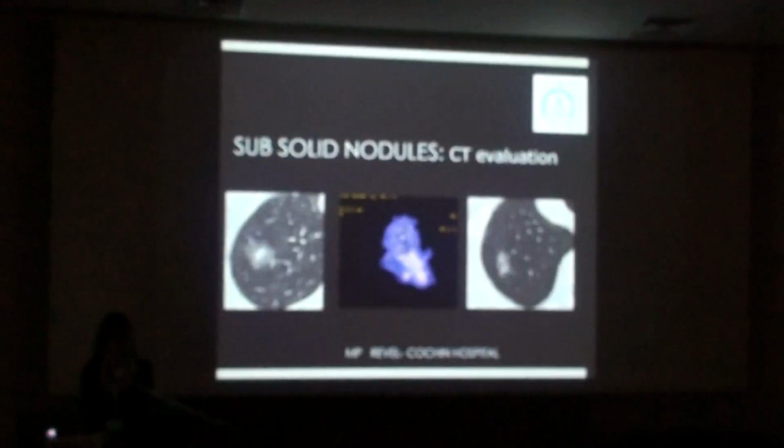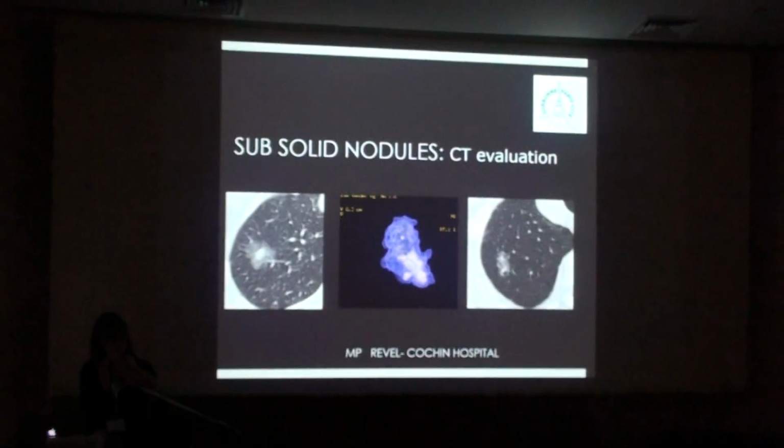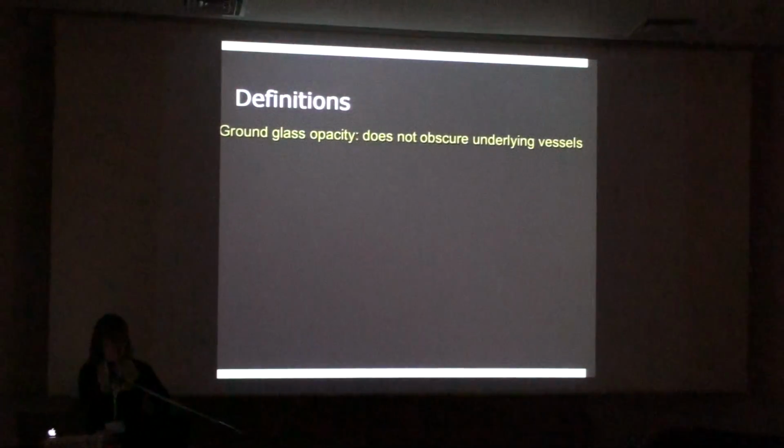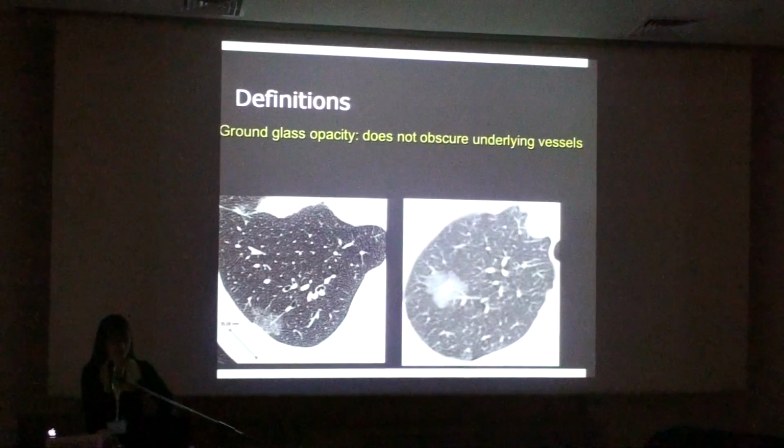Good morning again. My second talk is on subsolid nodules. After the diffuse ground glass, I chose to talk about the focal ground glass. And what about the CT evaluation? So again, some definitions. Ground glass opacity is an opacity which does not obscure the underlying vessels.